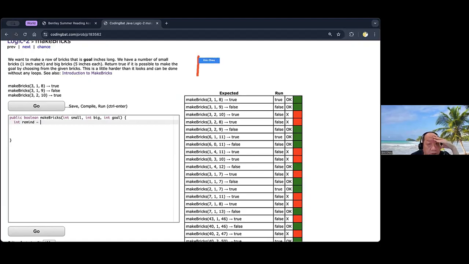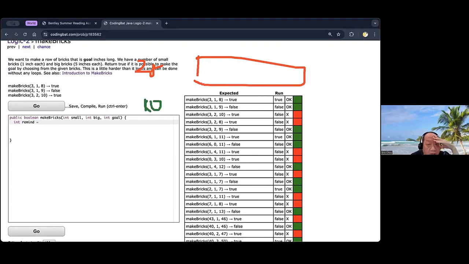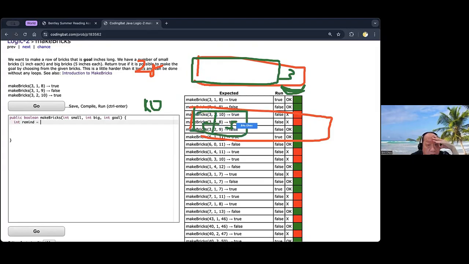So say you have a goal. Let's assume your goal is 28, and let's assume you have 10 big ones. You may need to use 5 of the big ones, but you still need to check if the small is enough to cover the 3 left. And if you actually have only 2 big ones, so this one takes 5, 5, you still need to check if the small ones can cover 18 of them.